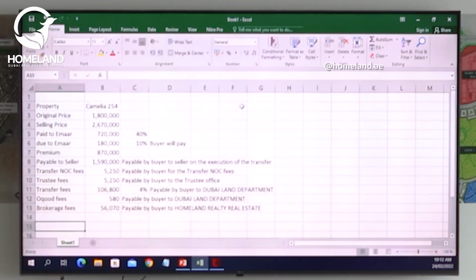The buyer is asking me how much money do I need? Number one, how much do I need now? Number two, how much do I need later? How much will be my all-inclusive price?